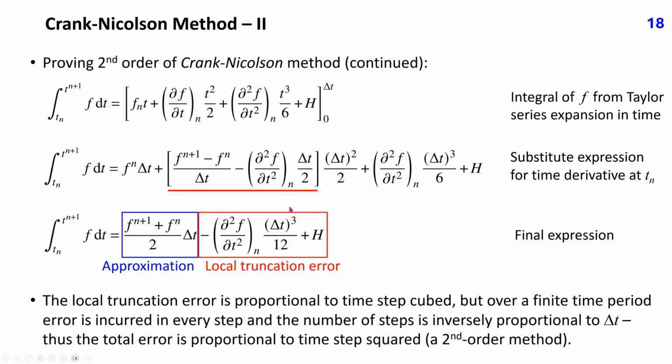However, for a finite time period, we must take into account that the error is incurred in every time step, and the number of time steps is inversely proportional to time step size. Therefore, the Crank-Nicolson method is a second-order scheme.